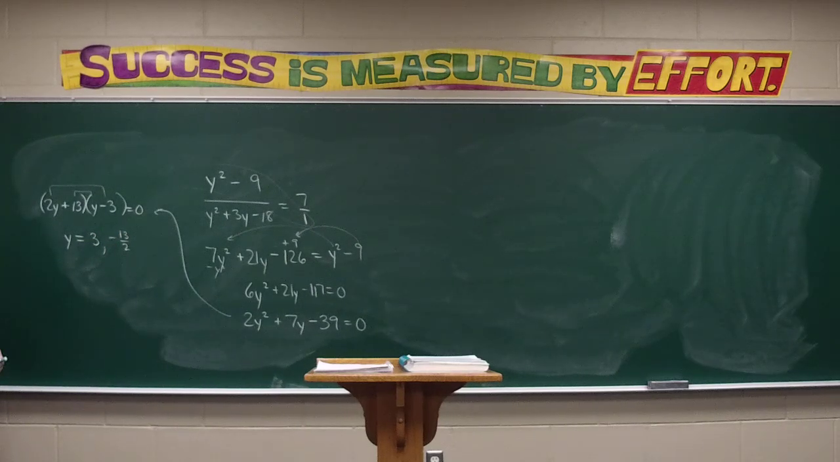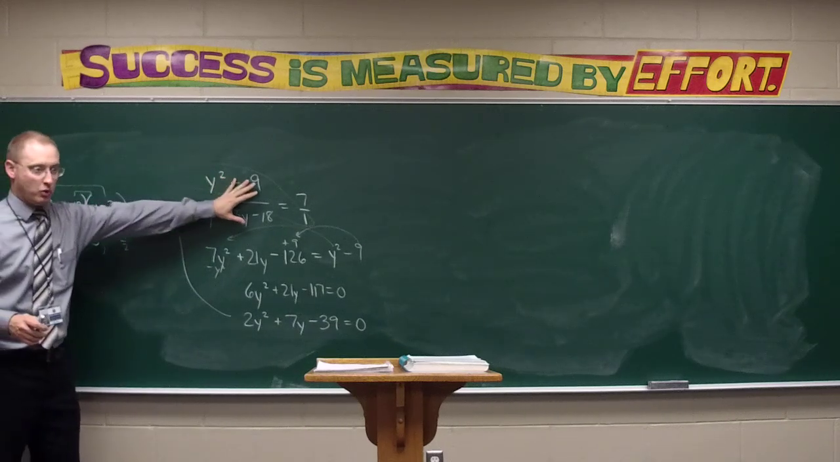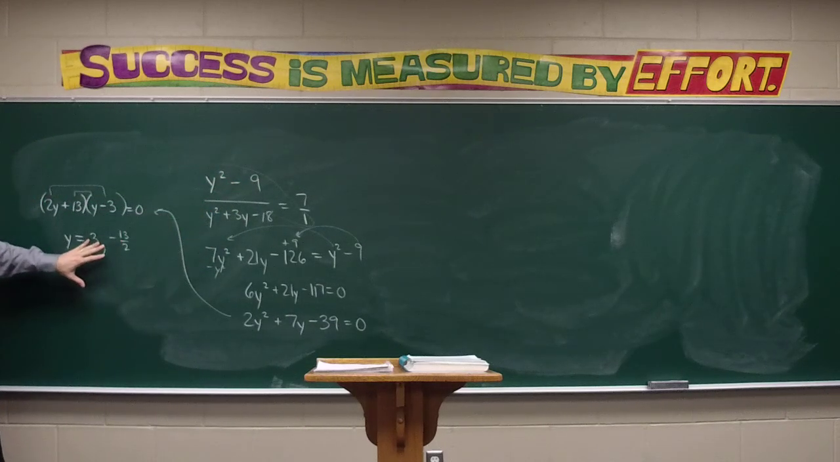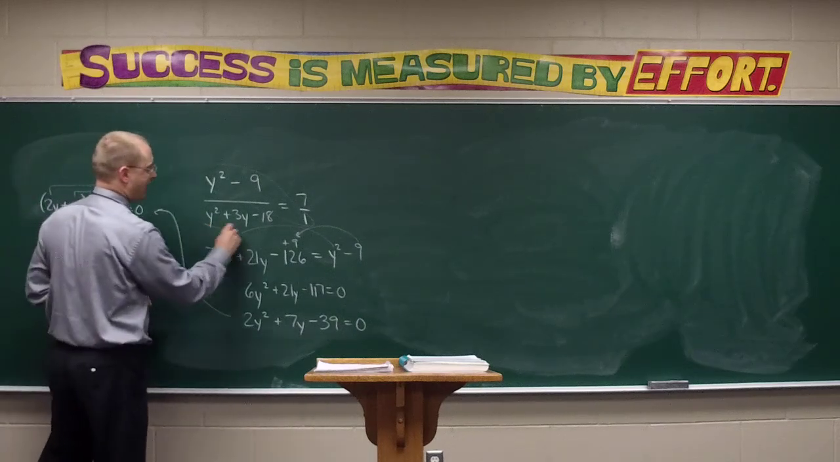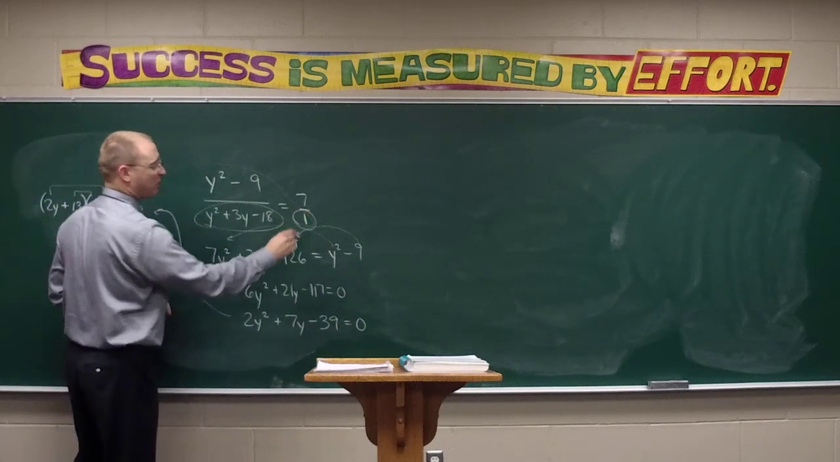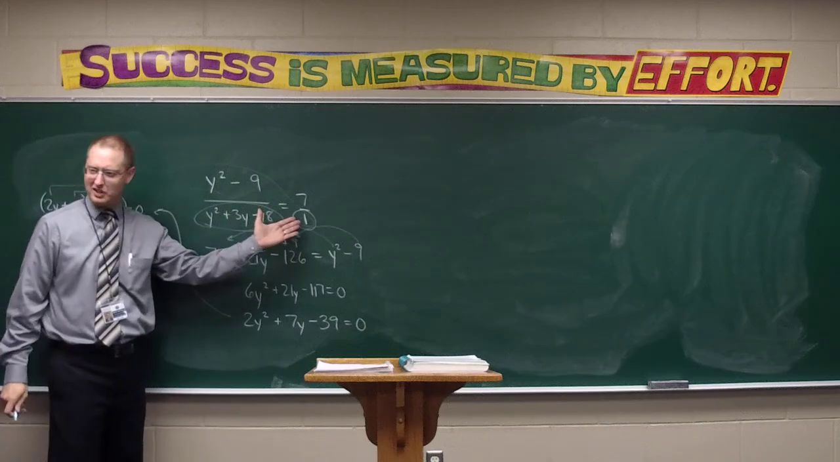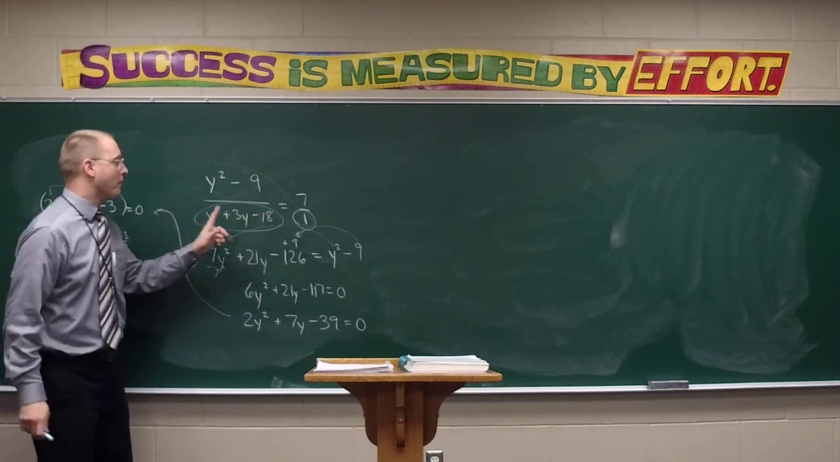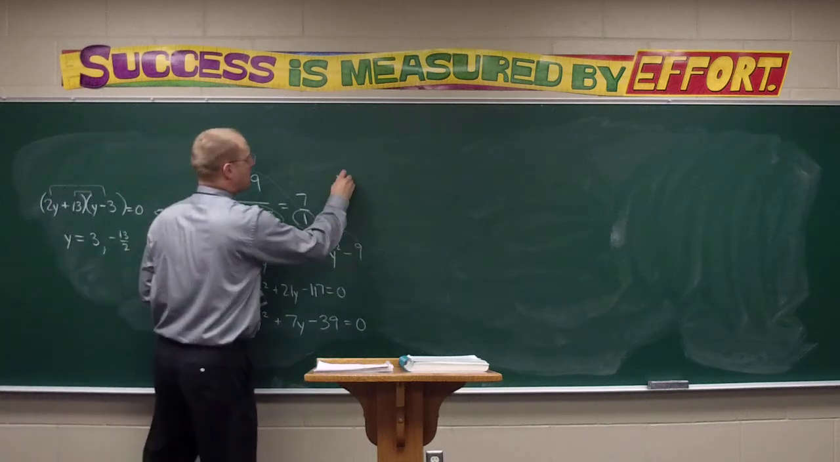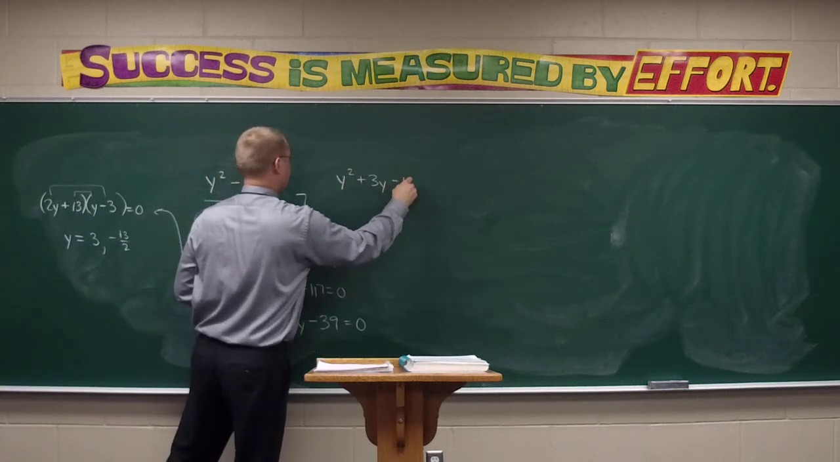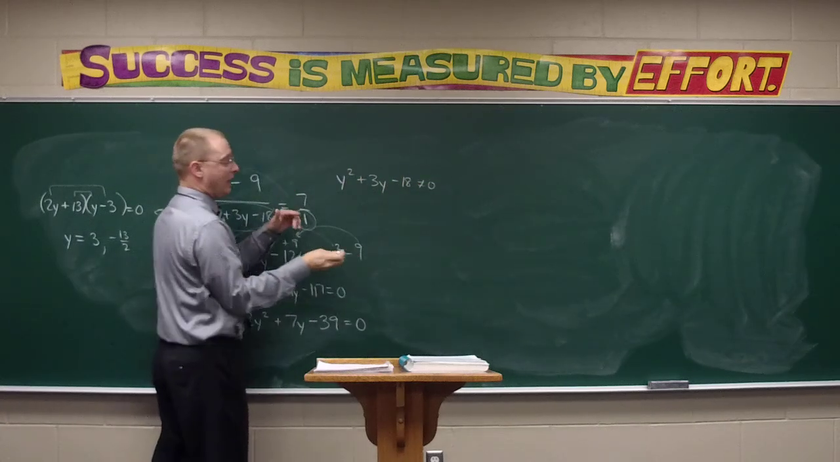Let me end real quick with this though. Anytime a rational equation leads to a quadratic, we better set the denominators unequal to 0. Do we really need to say that 1 doesn't equal 0? Of course not. But here we do need to say that y squared plus 3y minus 18 does not equal 0. Help me quickly with this.